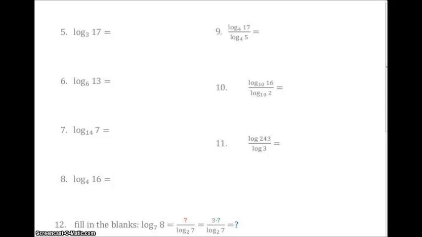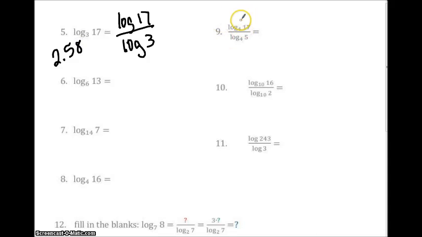Looking at the back on number 5, you have log base 3 of 17. So this is going to become log of 17 divided by log of 3. You're just going to punch that in your calculator. Log 17, close parentheses, divided by log of 3, and you get approximately 2.58.